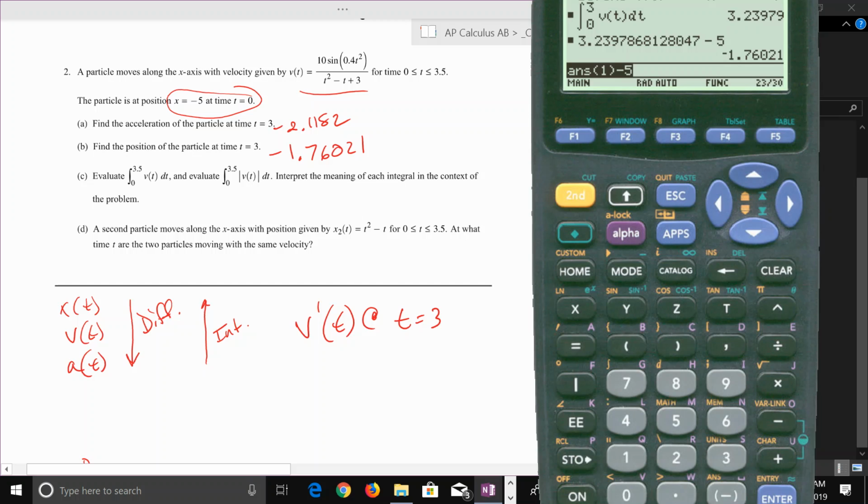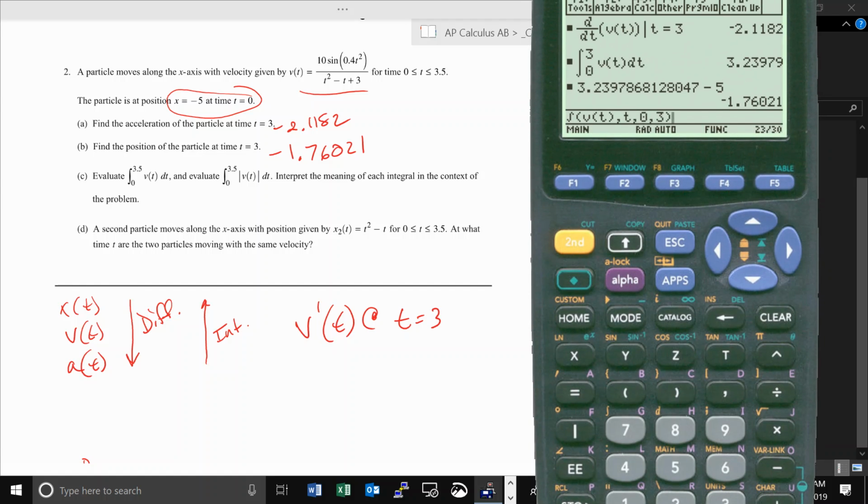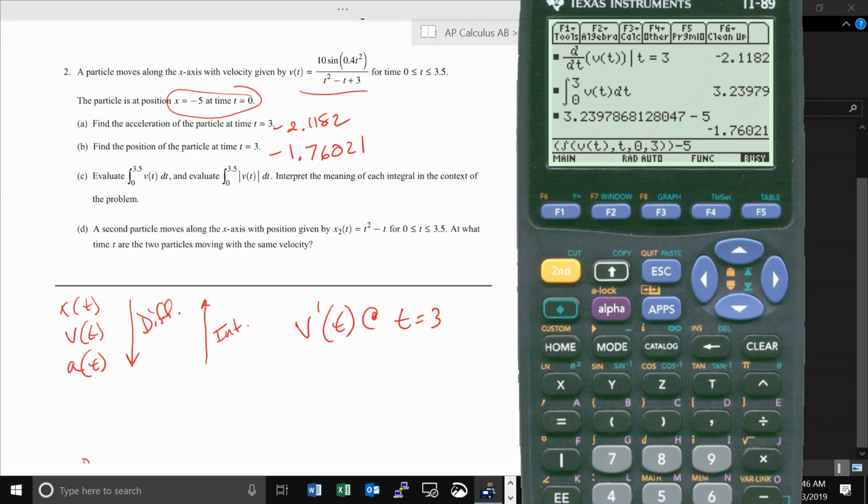All right, part C. Oh, I'm sorry. I don't exactly know how you type it in. All I did was type in the integral of, let me copy that in. You can see the syntax down here: the integral of the function, comma, variable, comma, 0 to 3. I could have just done it all in one shot and then subtracted 5. It'll give you the negative 1.76 right off the bat. You don't have to do it twice.